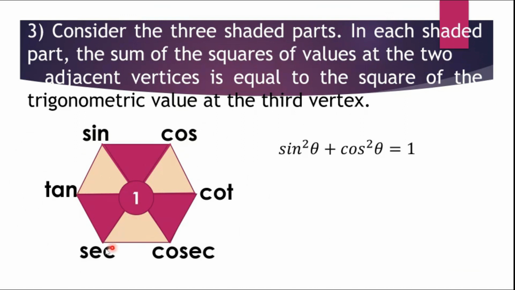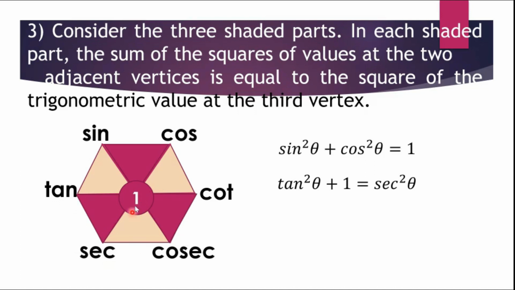Okay? So, ito naman, yung sumunod na shaded part na ito. So, ang adjacent vertex natin ay si tan at si 1. So, ibig sabihin, yung square ni tan at yung square ni 1 ay equal sa square ni secant. Okay, the sum of the squares of the 2 adjacent vertices is equal to the square of the third vertex. So tan squared theta plus 1 squared or 1 is equal to secant squared theta.